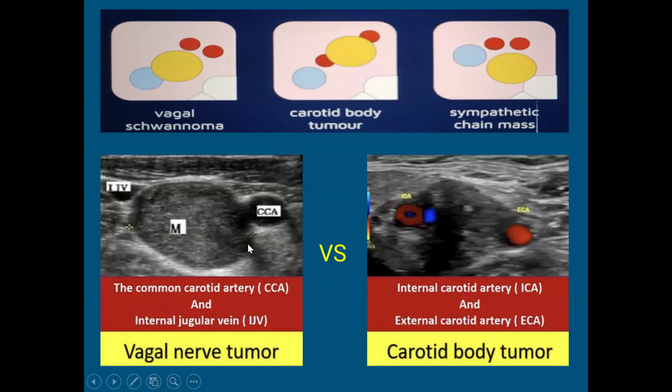There are a few ultrasound images. In this case, M denotes the mass lesion seen in the carotid sheath, and you can see it displacing the IJV and CCA on either side. This points to, as we have seen in the diagram, a vagal nerve origin tumor, versus a carotid body tumor, where you can see this lesion is causing splaying of the internal and the external carotid arteries.